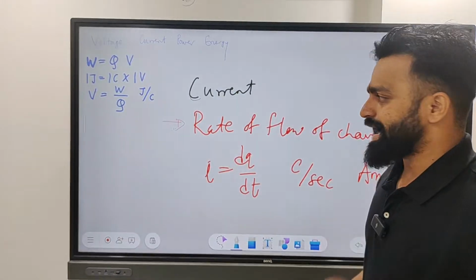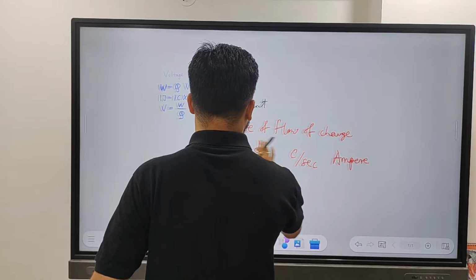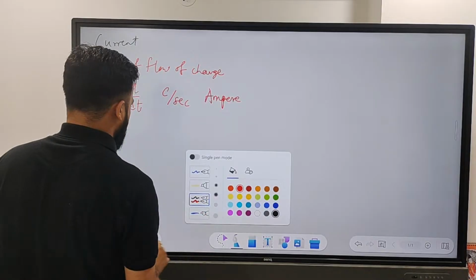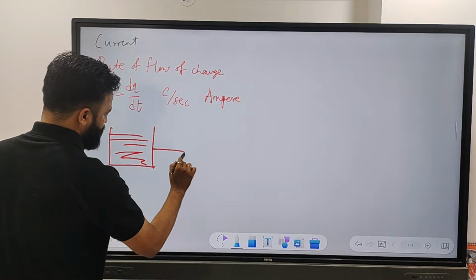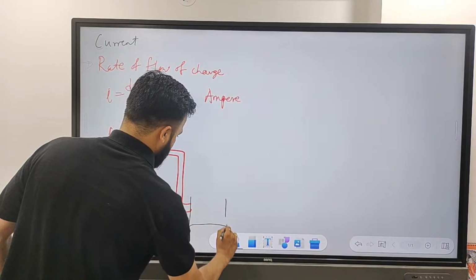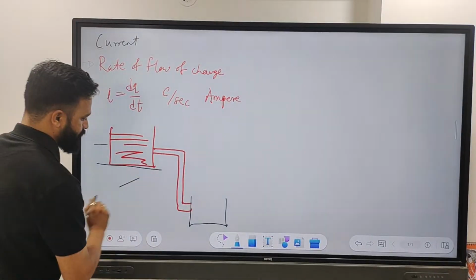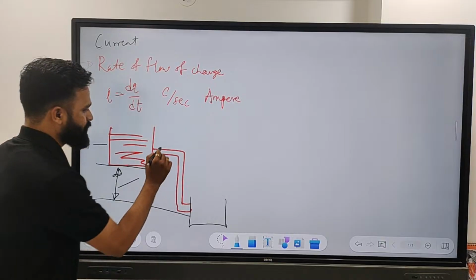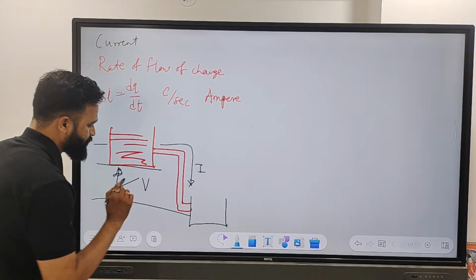Now you can make an analogy with two water tanks. Suppose I have this water tank, it has some water, and it is connected through a pipe to another water tank. As this potential difference exists, because of that the water will flow. The water is the current and this difference of potential is the voltage.